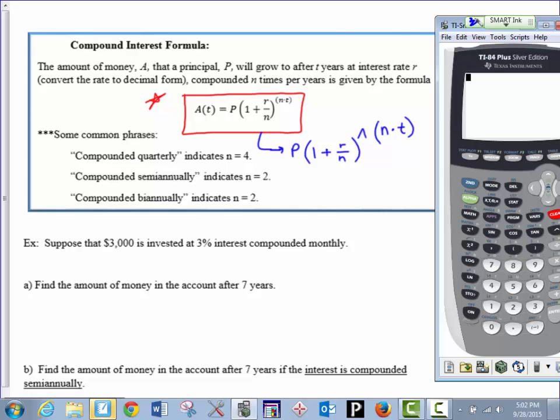Some common phrases: compounded quarterly means that the n value is going to be 4. Semi-annually means n is 2. And biannually means n is 2. Okay, let's scroll down to our example.